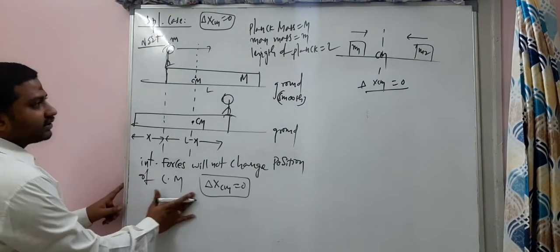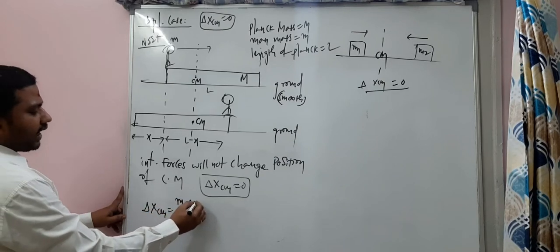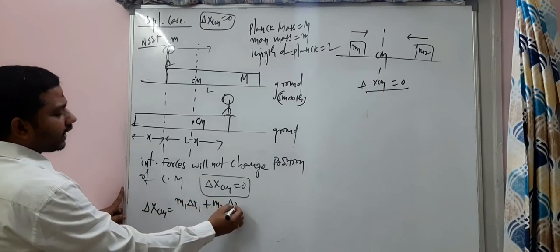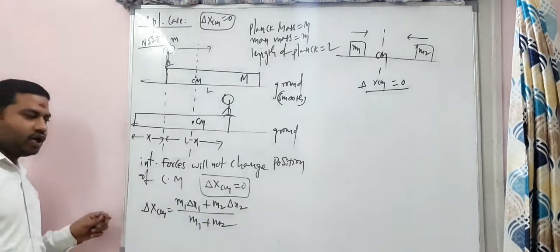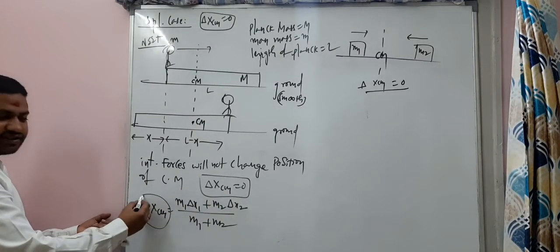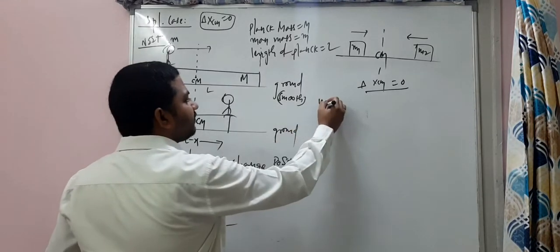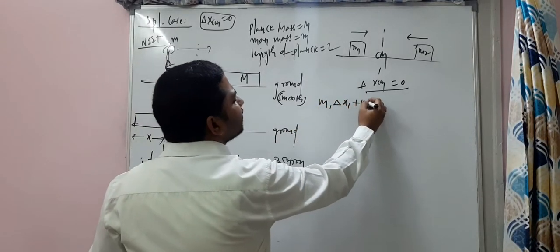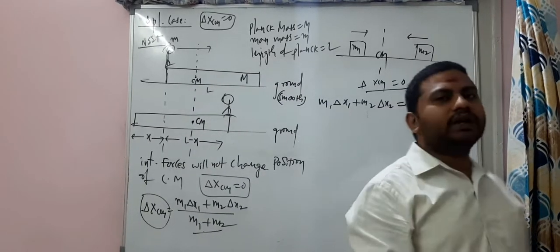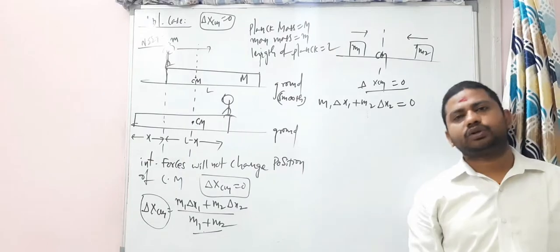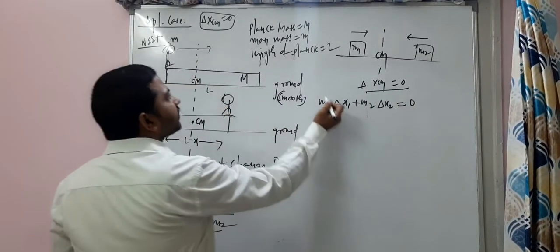You have the formula, my dear students. Delta XCM is equal to M1 delta X1 plus M2 delta X2 divided by M1 plus M2. So delta XCM is 0, and this is multiplied with 0. So what is remaining here? M1 delta X1 plus M2 delta X2 is equal to 0. The most common question asked for the NEET exam, I'll show you now.